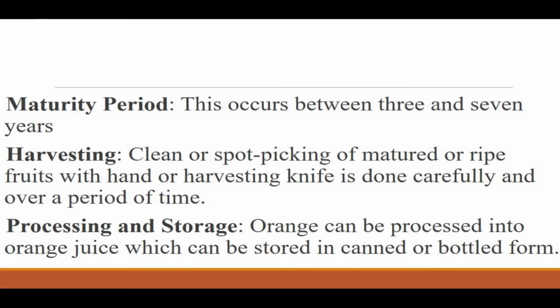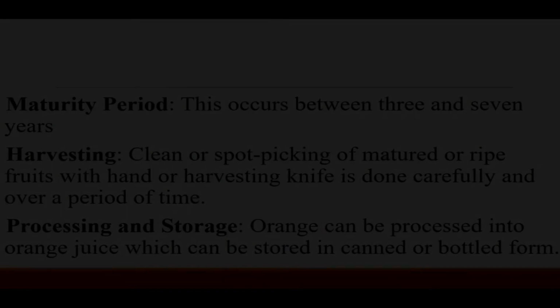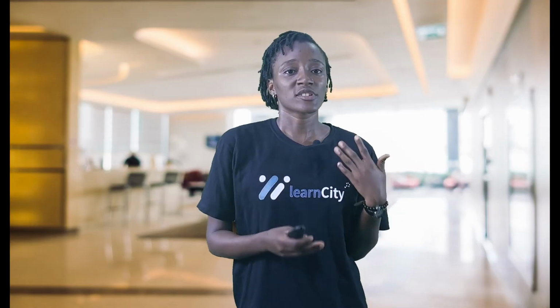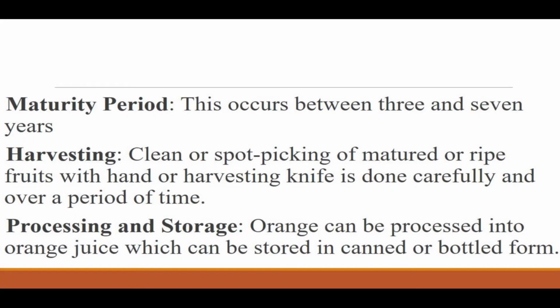Maturity period. This occurs between 3 to 7 years. Harvesting. Clean or spot picking of matured or ripe fruits with hands or harvesting knife is done carefully and over a period of time. Processing and storage. Orange can be processed into orange juice, which can be stored in cans or in bottled form.